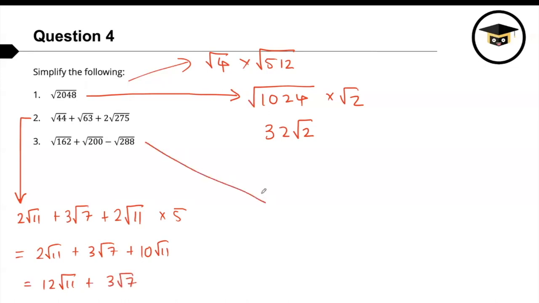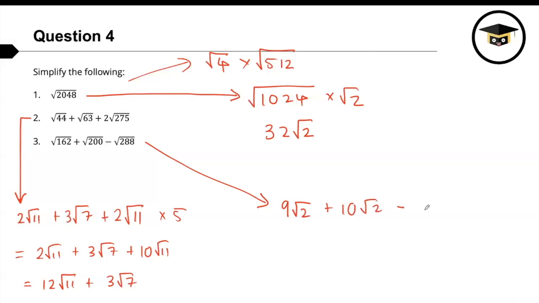Moving on with part 3, root 162, that's going to be 9 root 2. And then root 200 is going to be 10 root 2.